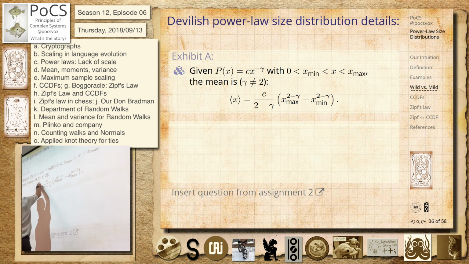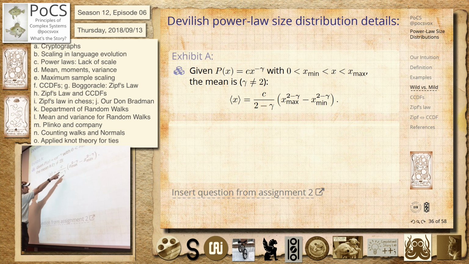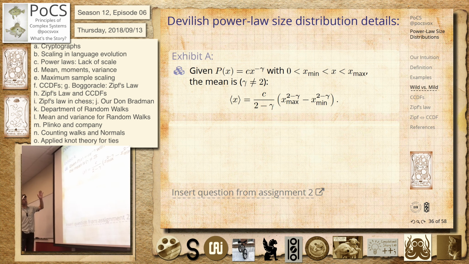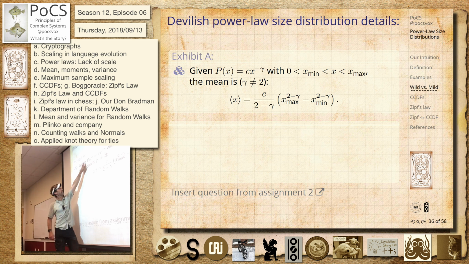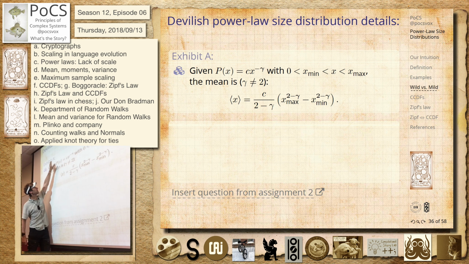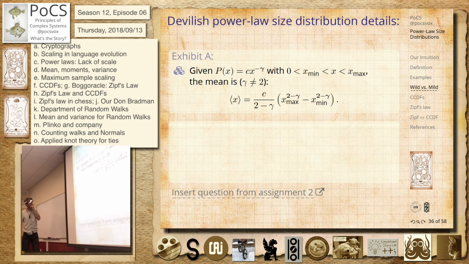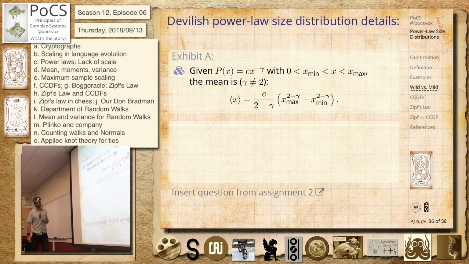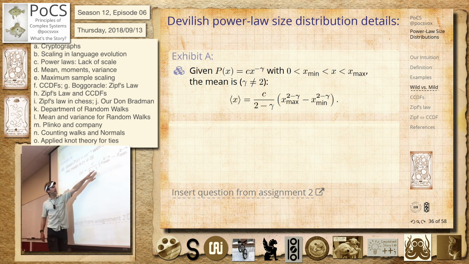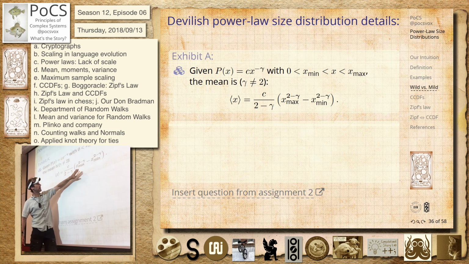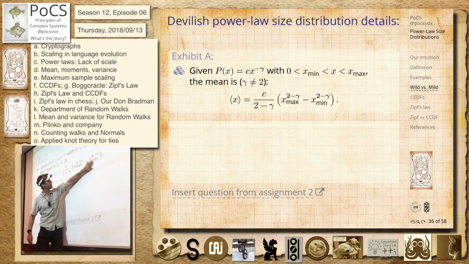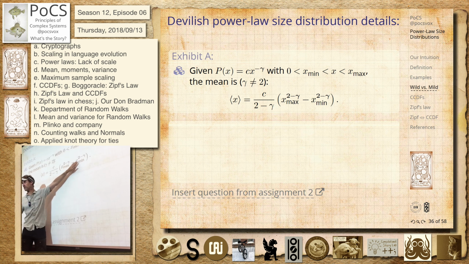If gamma is not equal to 2, then you can see there's going to be an explosion here. Then this is what you get out. It's an integral, right? We're just going to put an x here and integrate from x min to x max, right? That's the mean of a given probability distribution. And so the important thing here is that here's the exponent gamma, and the maximum cutoff and the min cutoff are just appearing here, right? That's it. There's no internal scale. There's no thing in between.